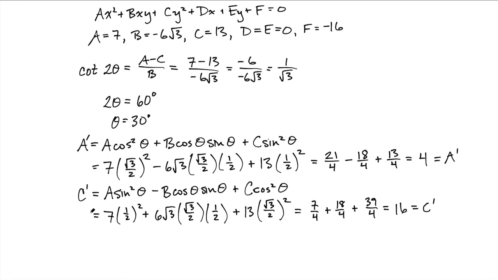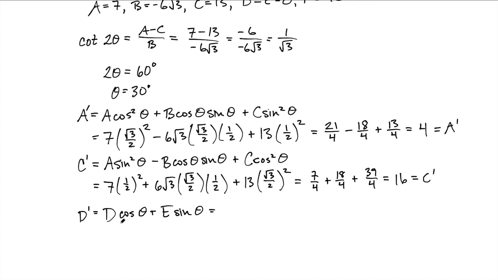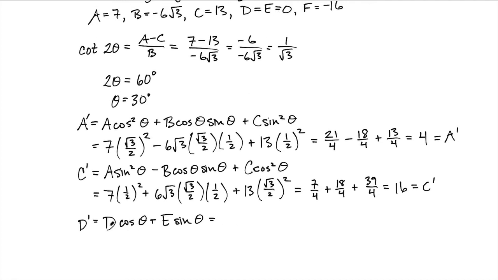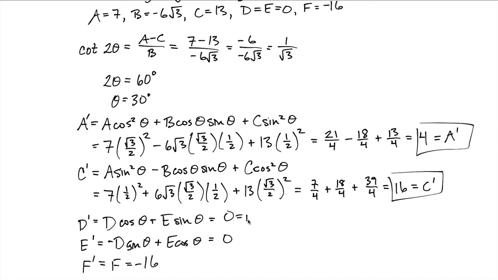Okay, then we move on to d prime. The formula for d prime is d cosine of theta plus e sine of theta. So now plugging in our values, d and e are both 0. That's nice. That's 0 plus 0. That's just 0. So no work there. E prime is negative d sine of theta plus e cosine of theta. Again, that's 0 plus 0, which is 0. And finally, f prime is equal to f, and f was negative 16. Okay, so we've got a prime, c prime, d prime and e prime, and f prime.